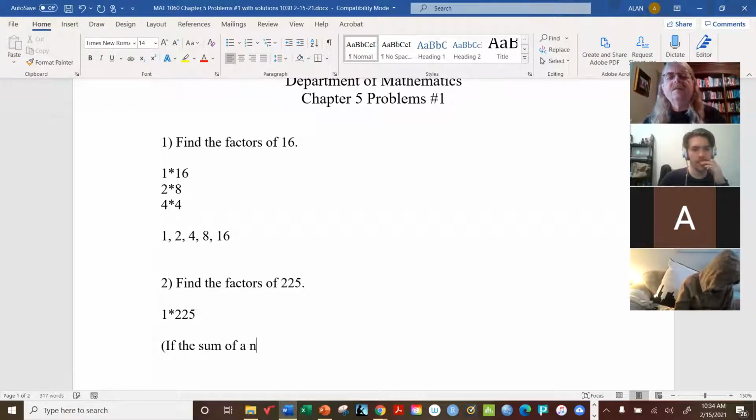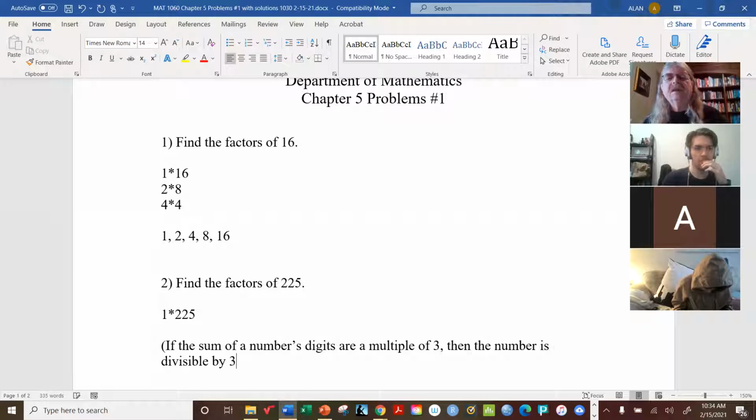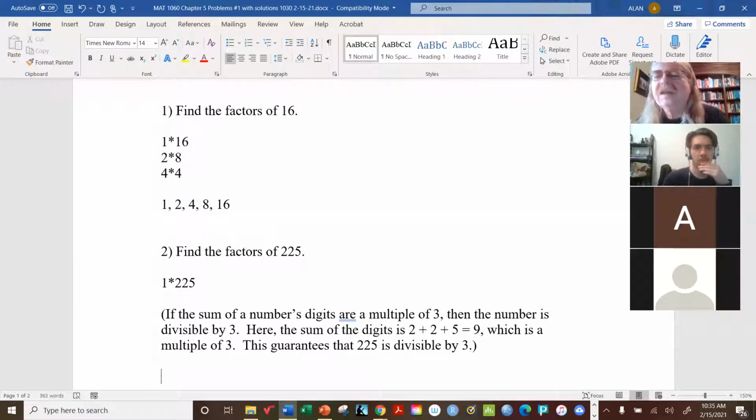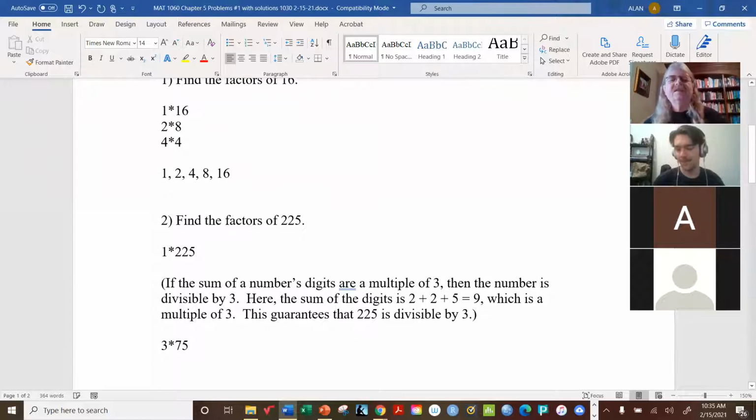If the sum of a number's digits are a multiple of 3, then the number is divisible by 3. Okay, so here, the sum of the digits is 2 plus 2 plus 5, which is 9, which is a multiple of 3. This guarantees that 225 is divisible by 3. Well, that's a handy little rule, don't you think? Oh, yes, it is. So in this case, it happens to be 3 times 75. I like that rule because it's so easy.